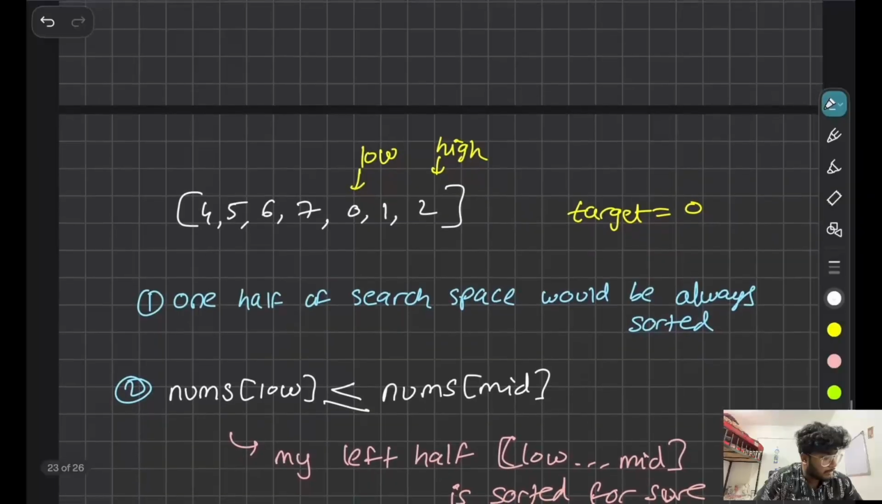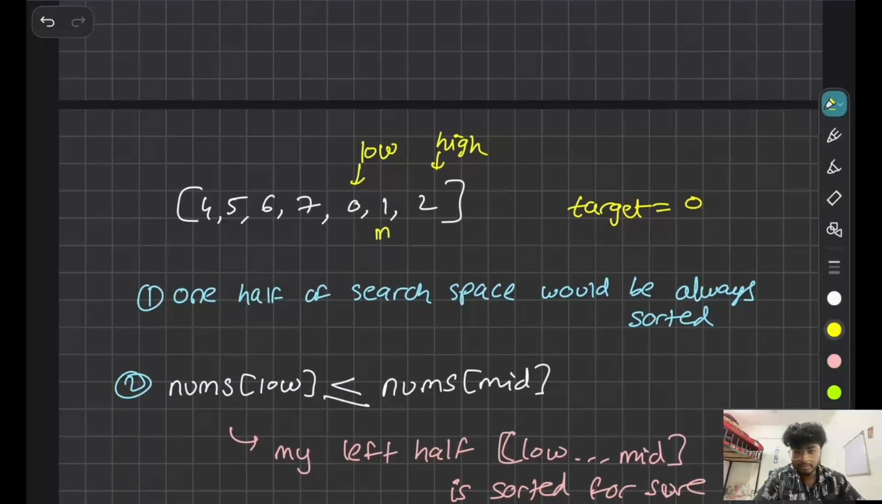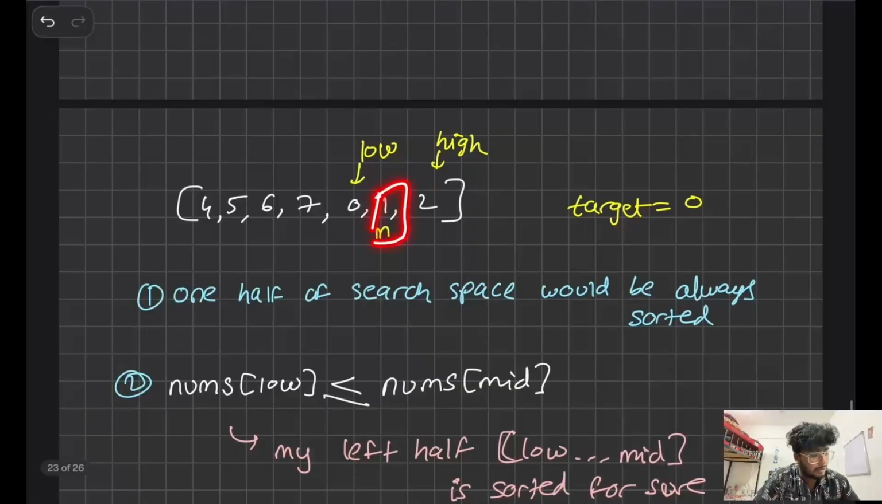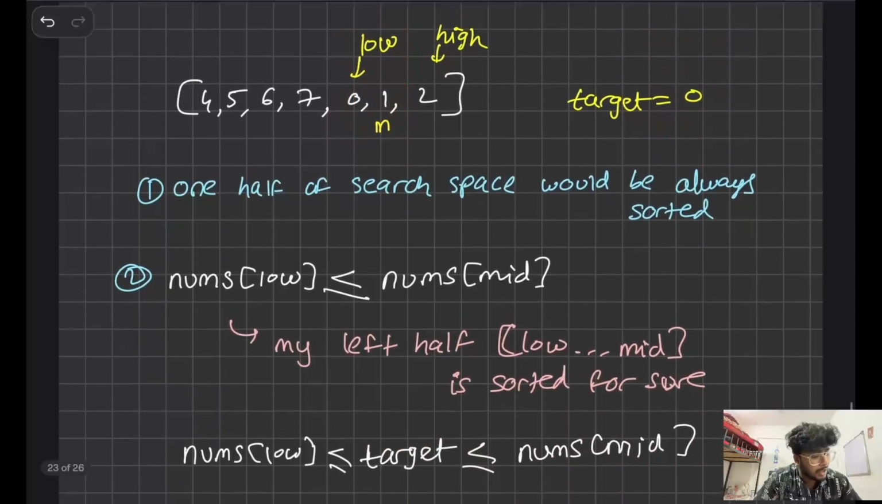So now our mid is this. I'll check, is my mid equal to target? No, my mid is not equal to target, so I would have to continue the search. I would have to eliminate one half. Now let's consider this half. Is my left half sorted? Yes, my left half is sorted now. So I'll check, does my target lie in this sorted half? Yes, 0 lies in this half.